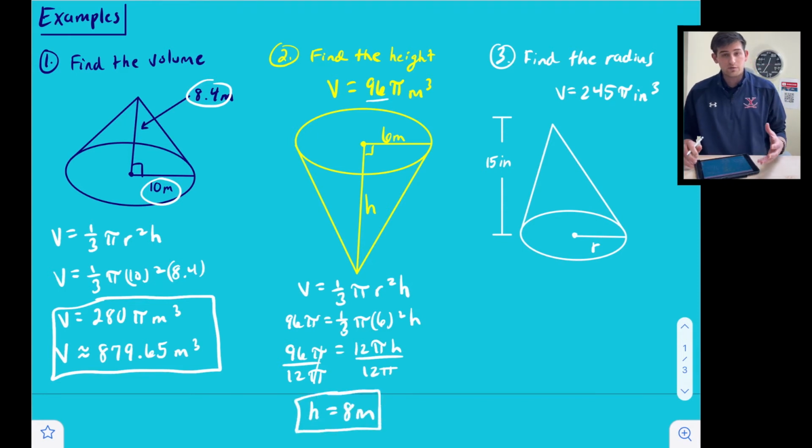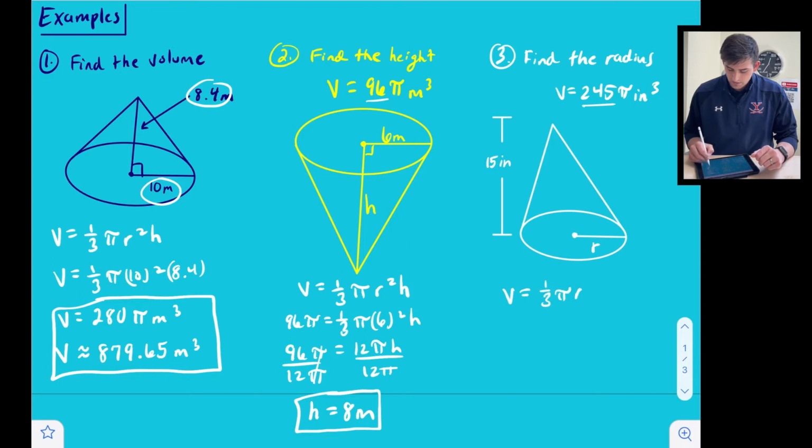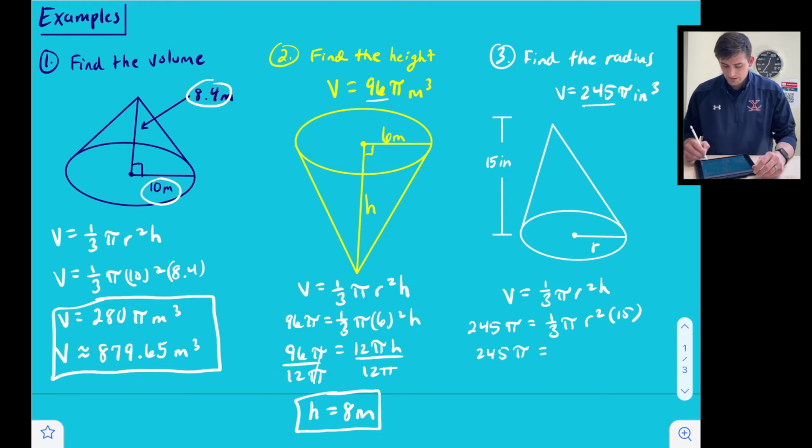All right, and number 3, we want to find the radius of the cone. So we're going to use our volume formula again: volume is equal to 1/3 pi r squared times height, and we're going to plug in our given information. Our volume is 245 pi, and that's equal to 1/3 pi times the radius squared times 15. When we multiply together on the right side, 15 times 1/3 is 5, so we have 245 pi equals 5 pi r squared.